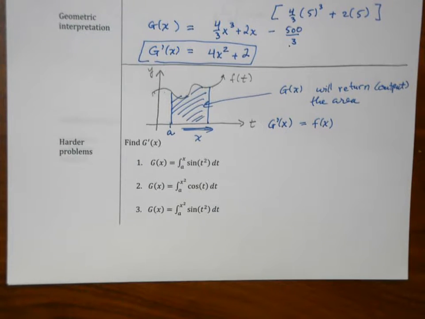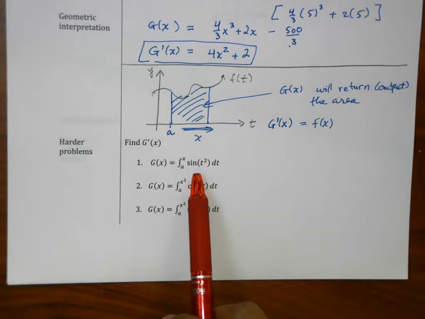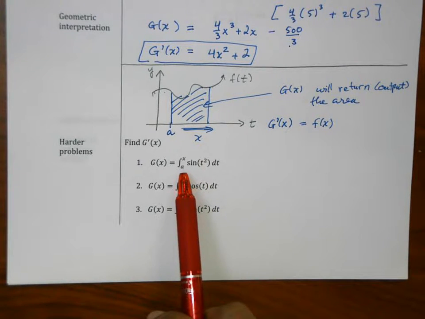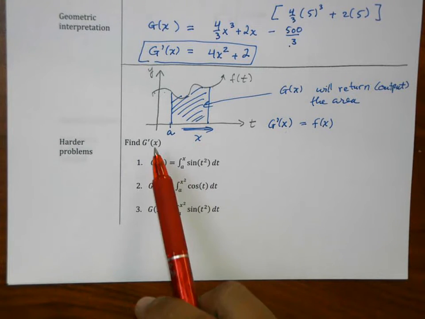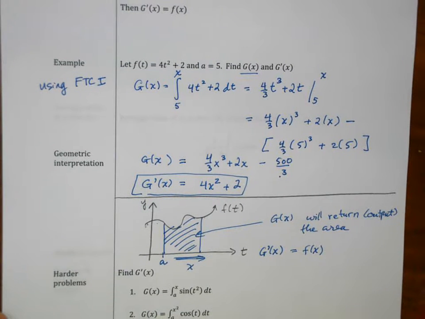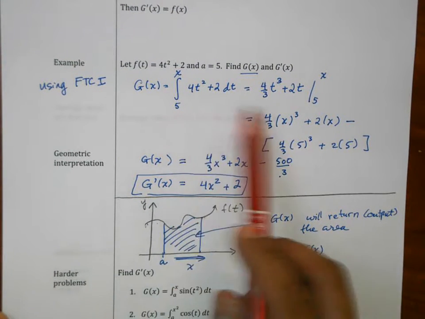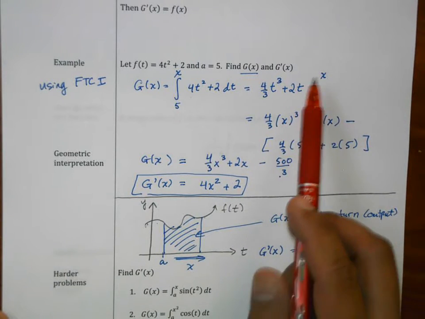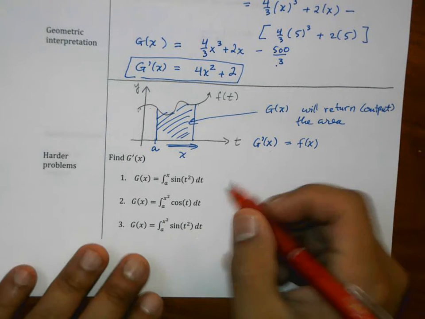So the first of which being, I have g of x is equal to this integral defined as from some constant a to some variable x, and I want to find g prime. Now if you look at the previous work that we did, one thing that we did in the previous example was we took the antiderivative of this thing and then plugged in 5 and plugged in x. But this is going to be a trap if you try to do it here.